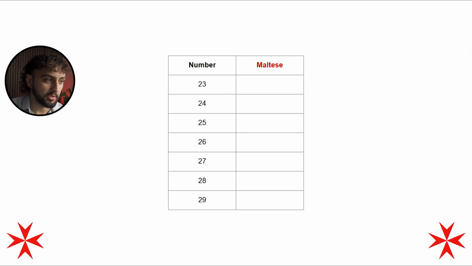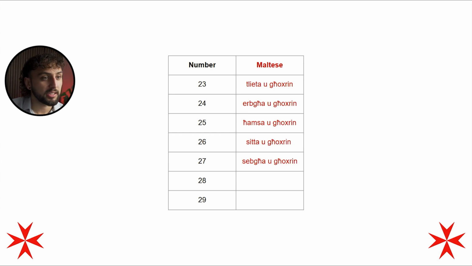So we have 23 as tlieta u oshrin. For 24, erba u oshrin. 25, hamsa u oshrin. Sitta u oshrin. Seba u oshrin. Tmienia u oshrin. Disa u oshrin. But what happens when you want to say the numbers in the 30s and the 40s and the 50s and so on?